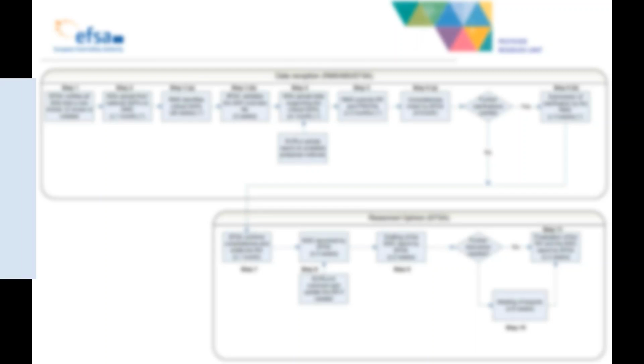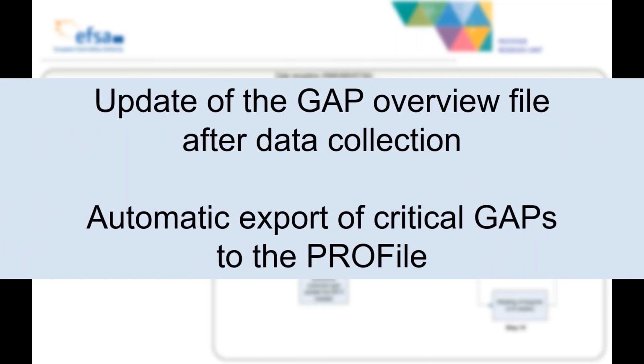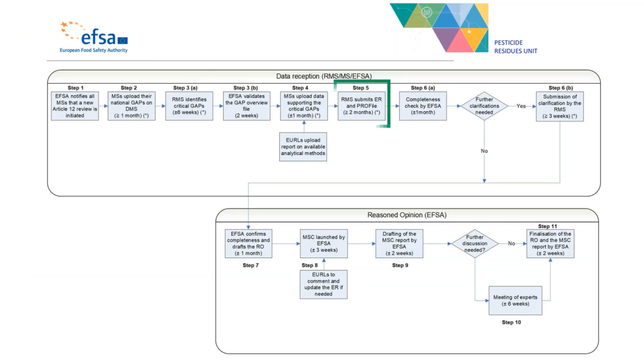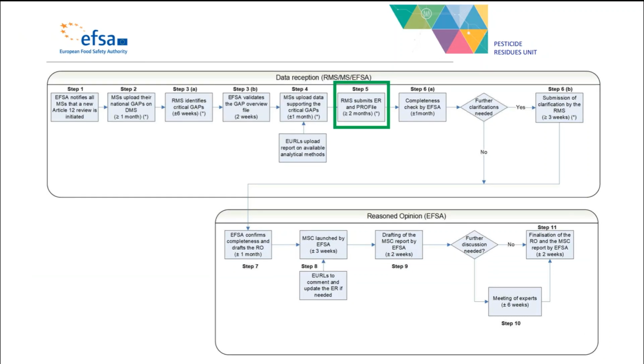In this video, we will first see the method for the Rapporteur Member State to update the gap overview file once other Member States have submitted their authorized gap and the data supporting them. In the second time, we will see how to use a functionality that allows exporting automatically the critical gaps from a finalized gap overview file to a blank profile. This corresponds to the step 5 of the MRL review of an active substance.